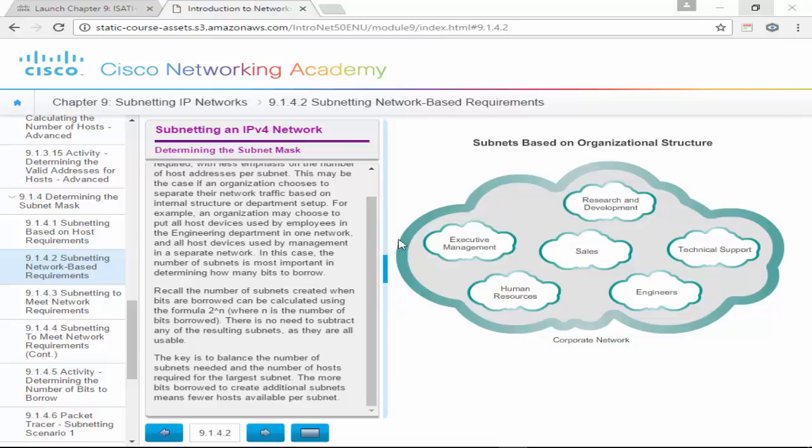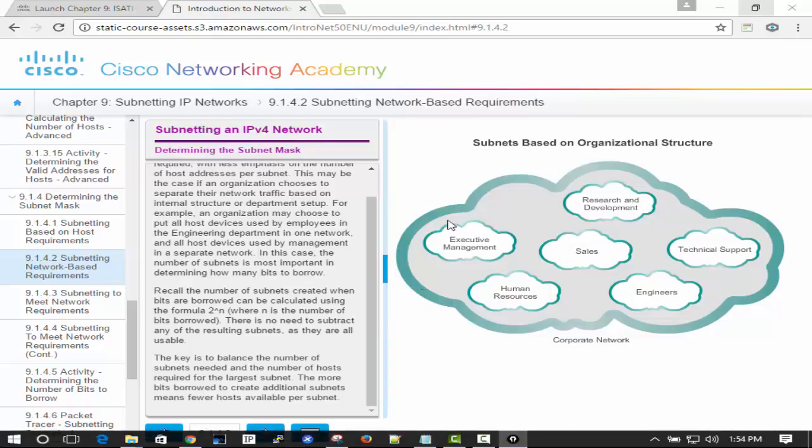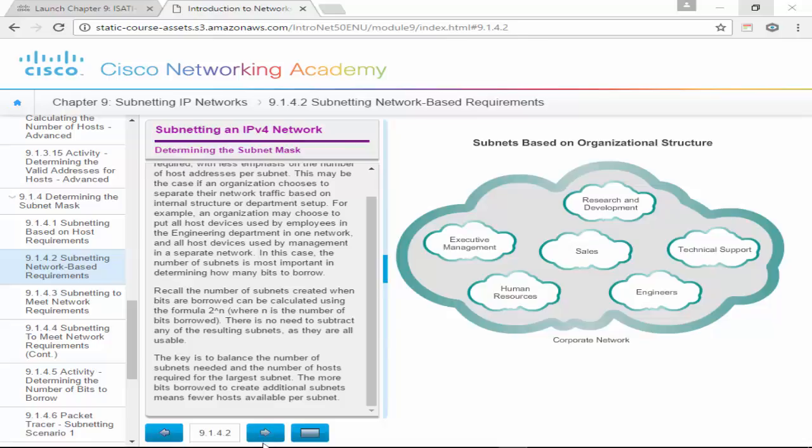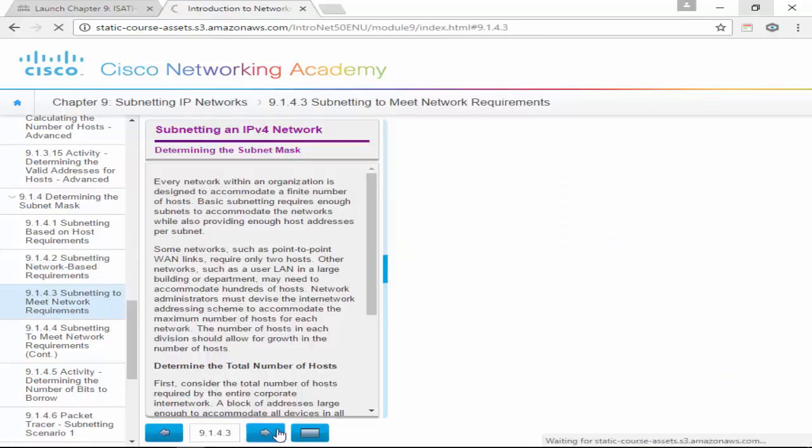And so basically, as you can see, the borrowed bits are a lot more complicated than the host bits. Host bits are always the same. If you have zeros, they're going to tell you how many, but the number of subnets they're asking for is based on borrowed bits.